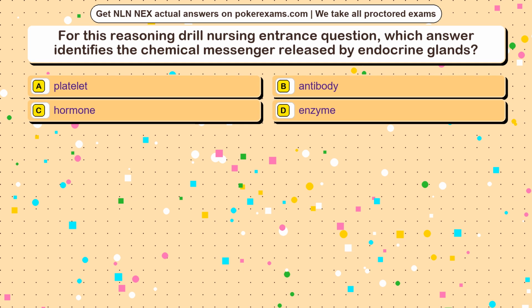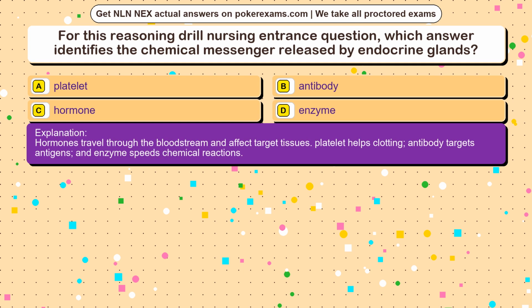The correct answer is option C. Hormones travel through the bloodstream and affect target tissues. Platelet helps clotting, antibody targets antigens, and enzyme speeds chemical reactions.